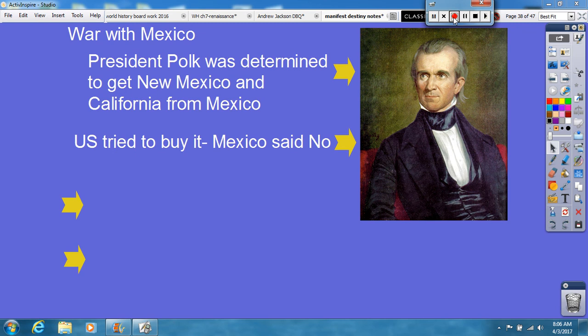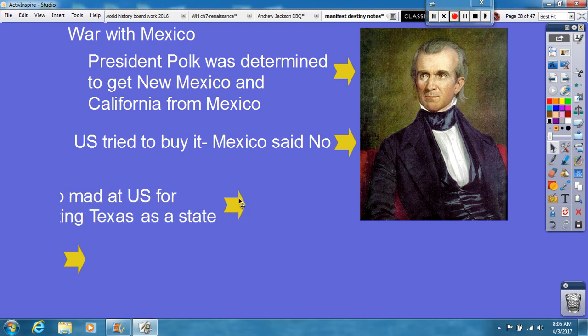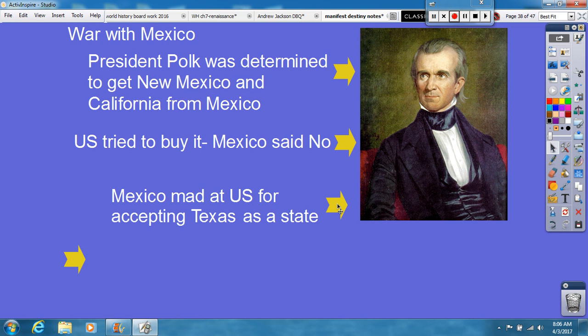So, as I was saying, the U.S. tried to buy the Mexican territory there in the Texas, California area, but because Mexico was upset with the United States for accepting Texas as a state, they basically said no. And James K. Polk was eager to have all this land because his dream was to create one United States across the Atlantic to the Pacific.